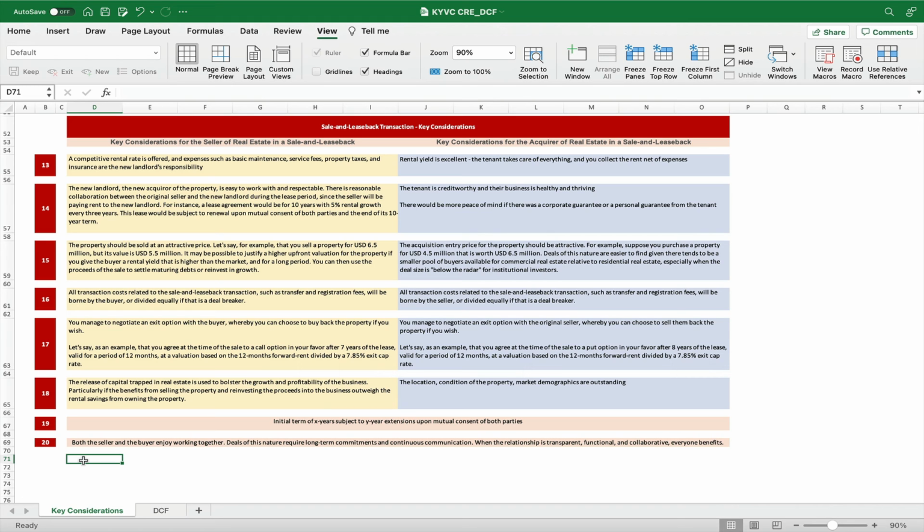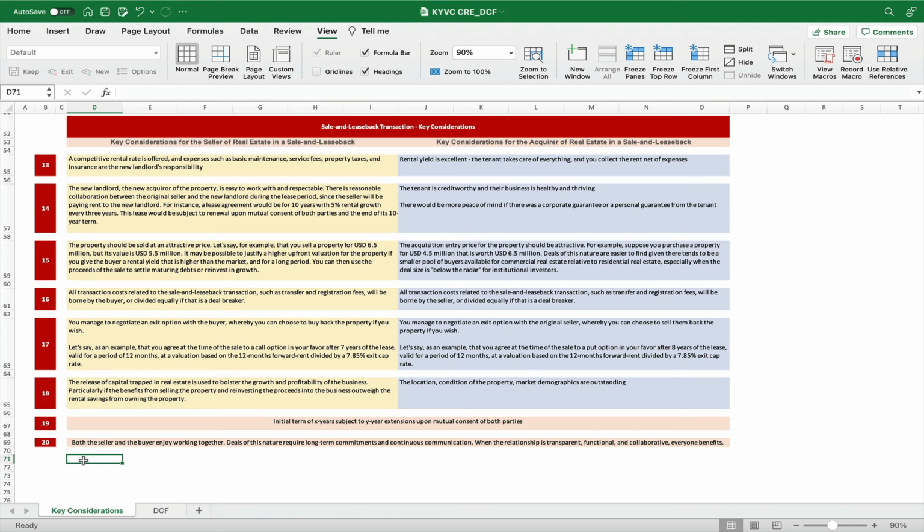Another key consideration for the buyer is that obviously the location, the condition of the property, the market demographics need to be outstanding for the asset they are looking to invest in. The last thing they would want is to be stuck in an area that is losing residents, that is losing footfall, that nobody has an interest in renting without any exit options. That would be a bad deal for them.